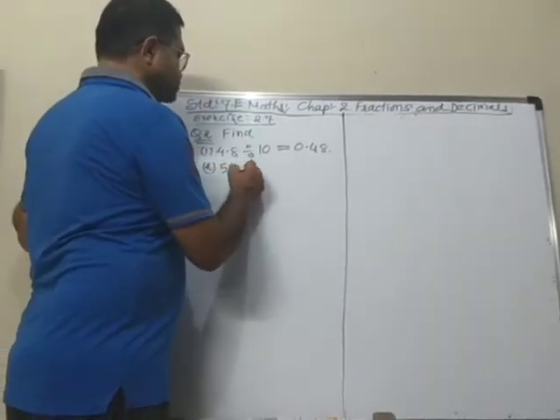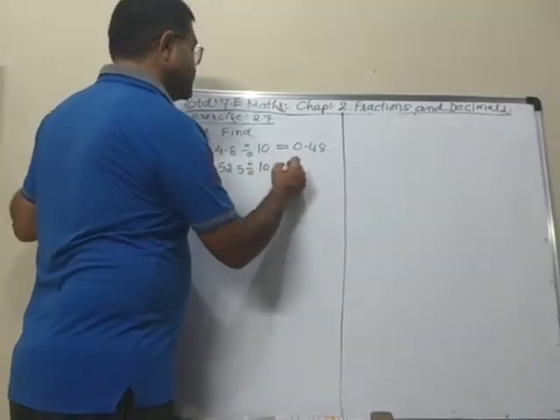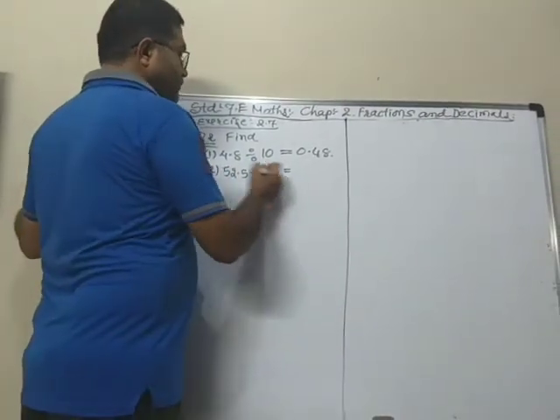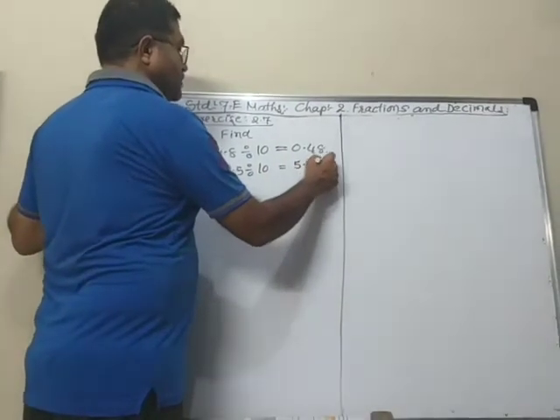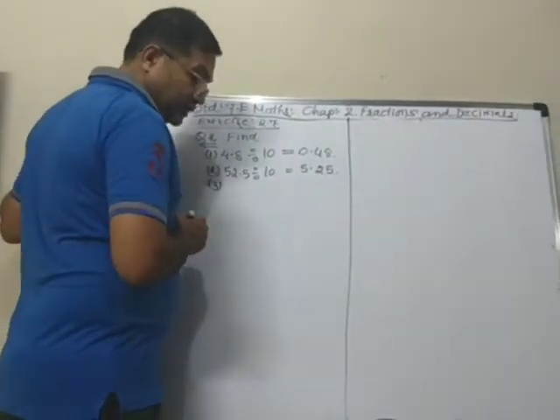Second, here you can write down direct answers. 52.5 divide by 10. So 52.5 divided by 10, one place this side, so answer is 5.25.